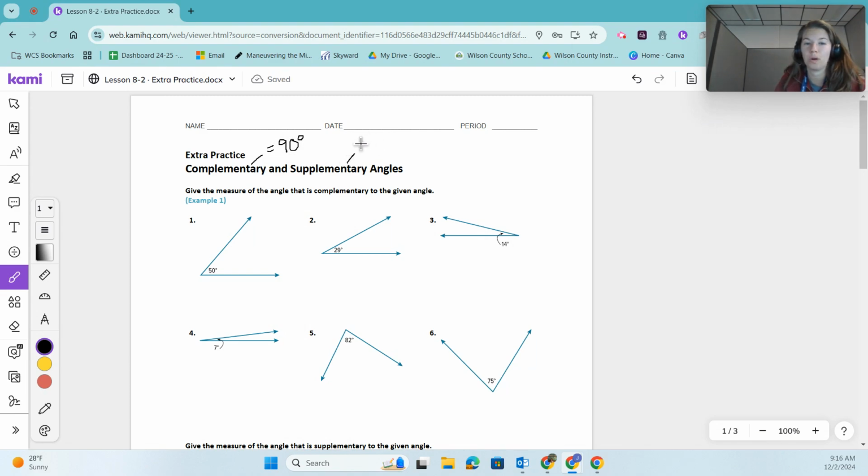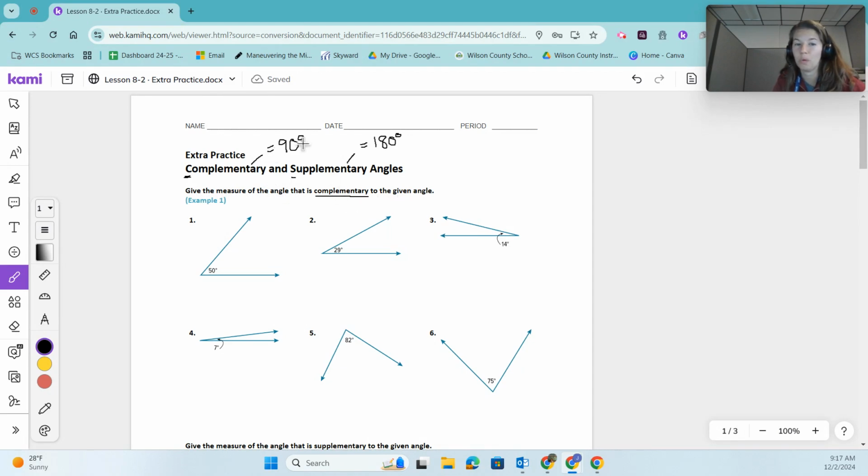Supplementary angles are two or more angles that add up to 180 degrees. Now, in order to remember that, C comes before S in your alphabet and 90 comes before 180 in your number line. So that is an easy way to remember which one goes with which. But it's important to recognize when you are reading questions whether they're asking for complementary or supplementary angles.